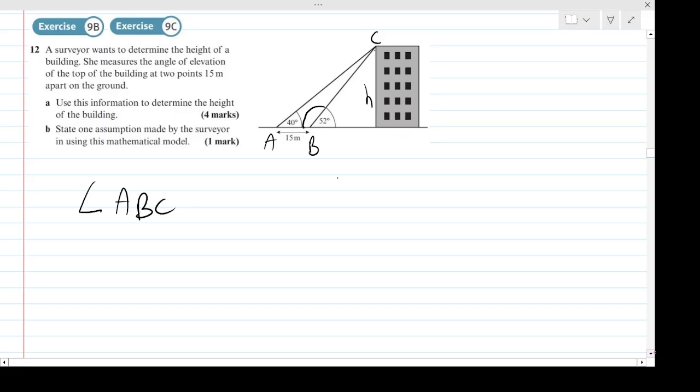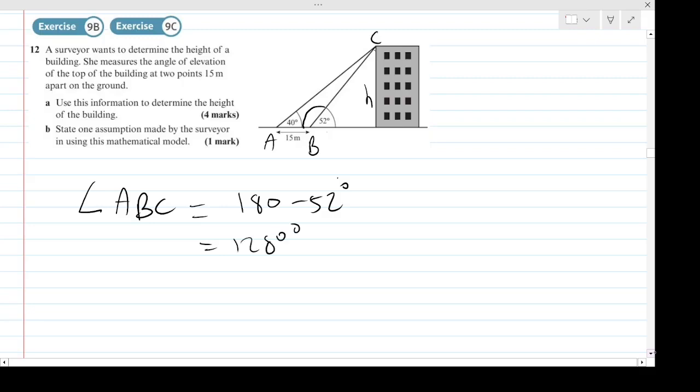Well, again, that angle and this angle of 52, they are on a straight line, so they have to add up to 180. So again, remember your basic angle facts. So that means 180 take away 52 gets me that angle there, the other angle on the other side of the line. So then that would be 128.